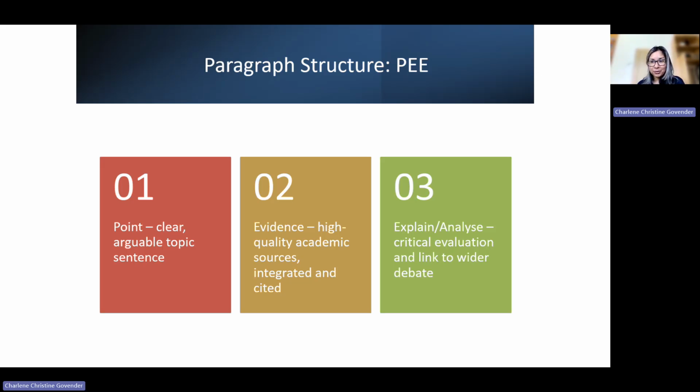Don't just drop in a quote. I know we have done that in first year. We just wanted to get those quotes in. We wanted to be like, okay, I am referencing my work. And that was great for first year. But now in second year, we have to integrate it seamlessly.